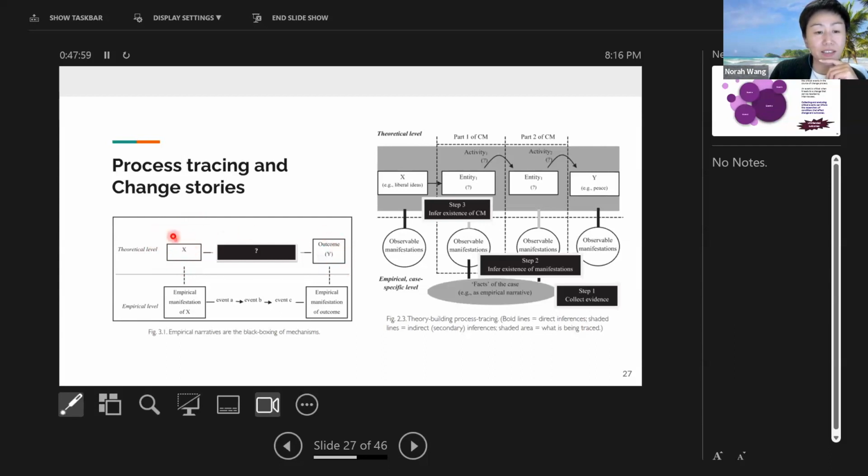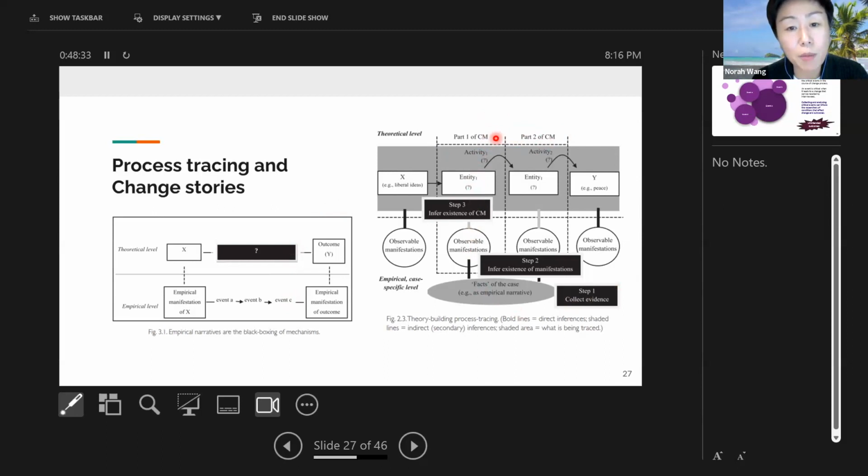Outcome is the outcome, but how do our interventions actually lead to the outcome? This is the black box. At the empirical level, what we can collect is all the different critical events, or change stories, from our interviewees and participants. Then we can map those events based on time: what event happened first, what event happened next. Then we move on to the right-hand side of the slide, where we can start to analyze.